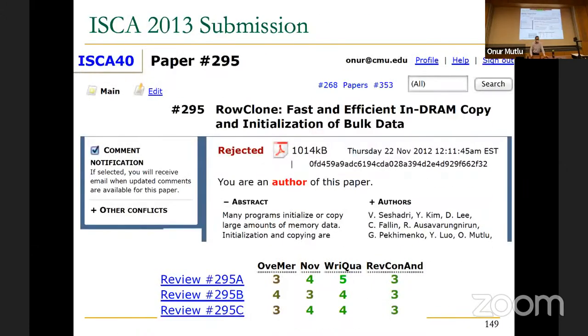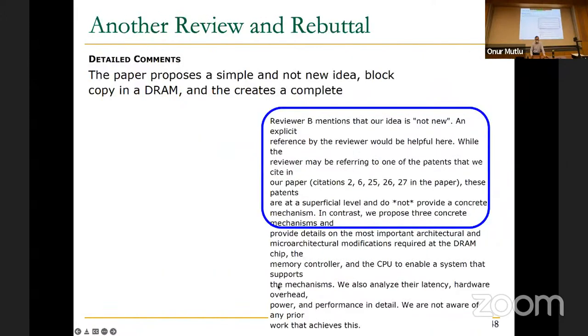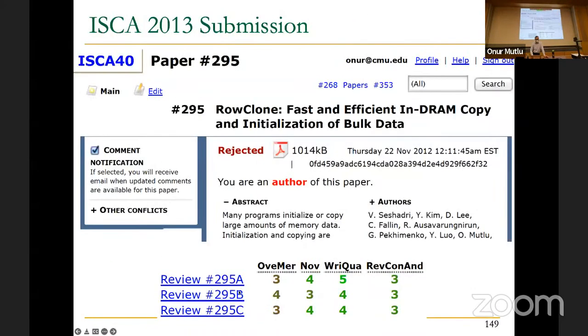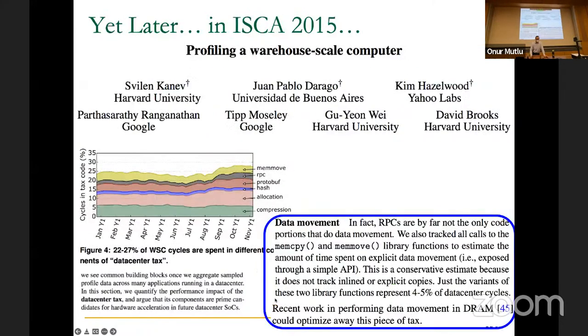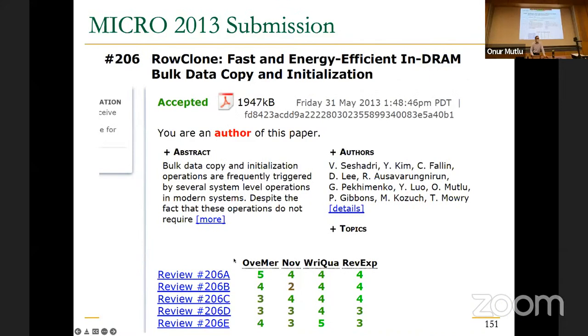So it was rejected from ISCA, even though it didn't have terrible reviews, let's say. You can see overall merit, I don't know what three was, but it was neutral. I think four was neutral over here in that particular case. But it got accepted to MICRO with much better reviews, as you can see.